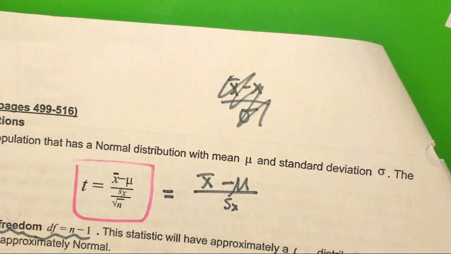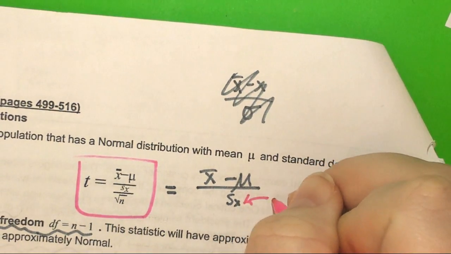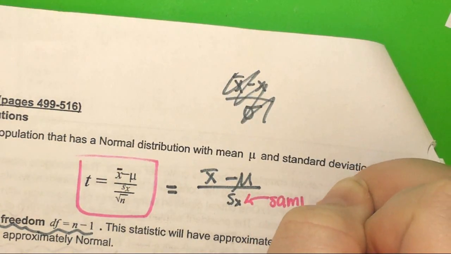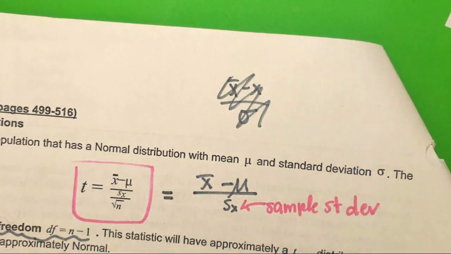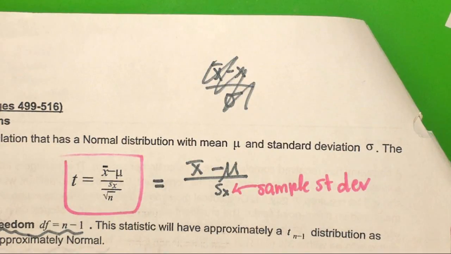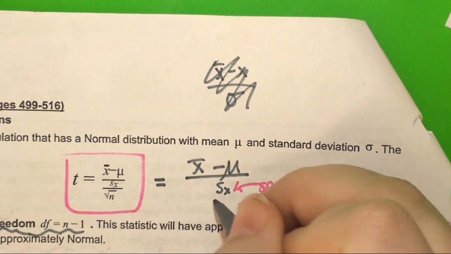SX, that's a great question. It's going to be the sample standard deviation. So it's kind of like a z-score because it's sample standard deviation divided by the root of n. Yes, it's exactly like that.